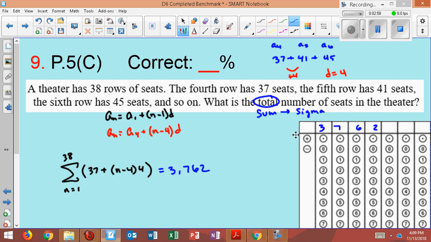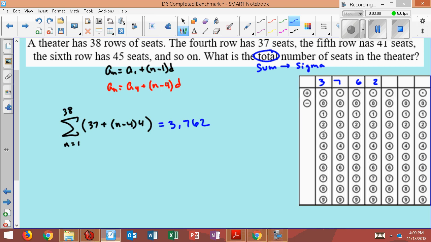3,762. And remember, that doesn't get you credit just by writing that part up there. It's a machine that grades these, so you need to bubble these in so that the machine can see the bubbles. 3,762. Now we're getting credit. And it doesn't matter where on here you write, just as long as you have those bubbles in the right order. So that's my answer there.